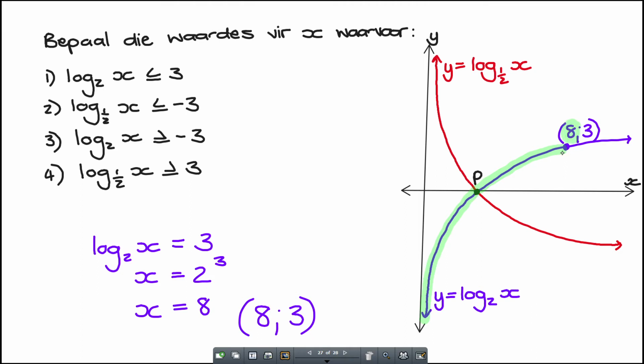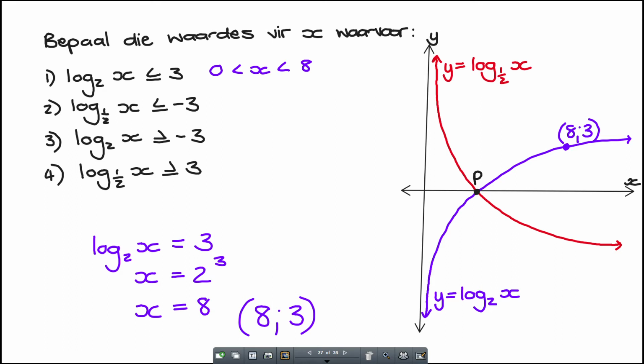Between 8, so I need this part. Between 8 and 0, there we go. So jy gaan sê, x moet wees tussen 8 en 0.